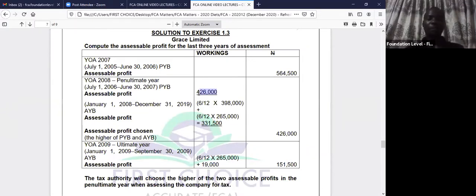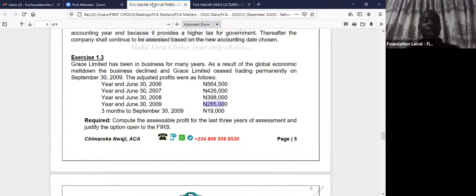penultimate year. Then when you go to the ultimate year, which is the year the business ended, always do it on actual year basis. So that means we are going to say January 1, 2009 to the date the business ended. Actual year basis. How do we know it's actual year basis? This is 2009, this is 2009, and this is 2009. Actual year basis.